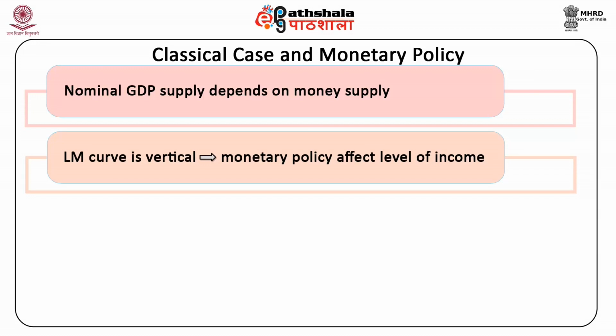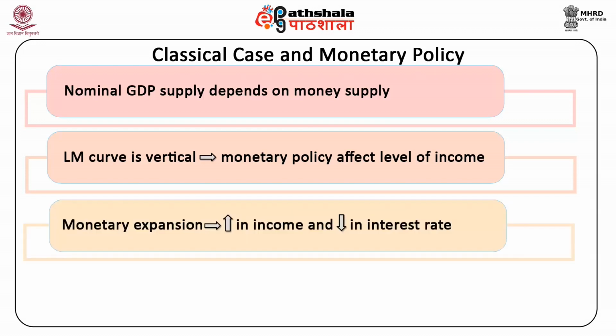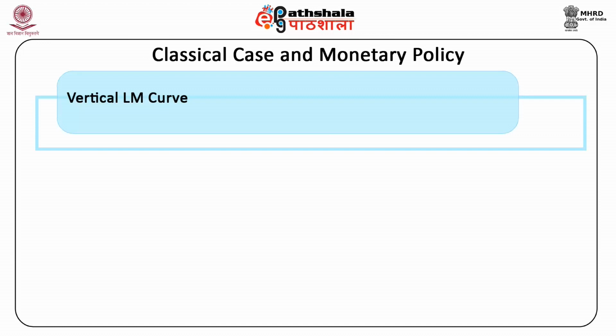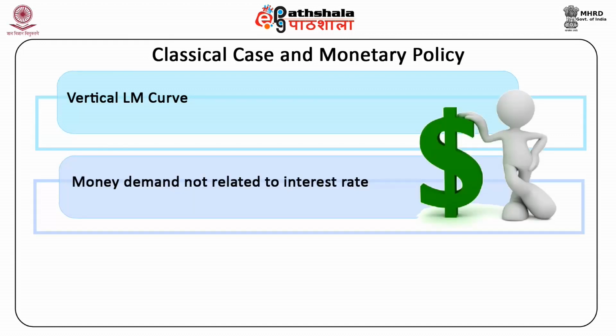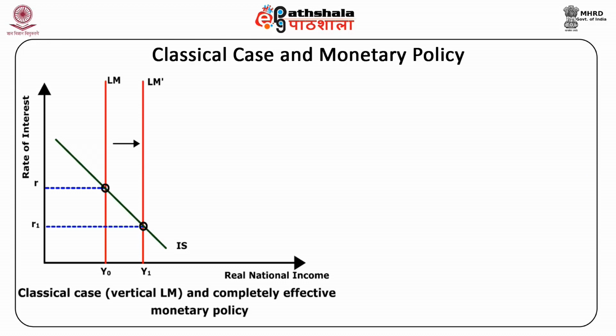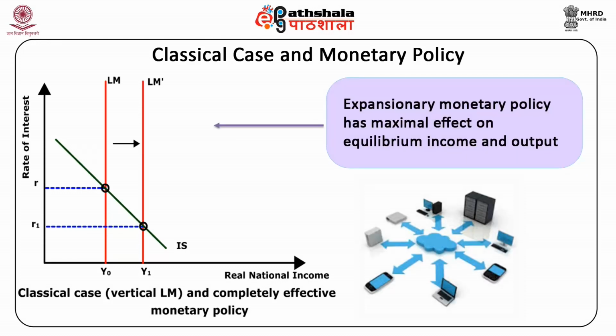When LM curve is vertical, only monetary policy can affect the level of income in the economy. A monetary expansion leads to the increase in income and fall in the interest rate with no further adjustment in income, as goods market also attains equilibrium after the LM shifts. The vertical LM curve implies that the demand for money is not related to the interest rate, and there is a unique level of income at which money market is in equilibrium. It can be seen from the figure that expansionary monetary policy has maximal effect on the equilibrium income and output.